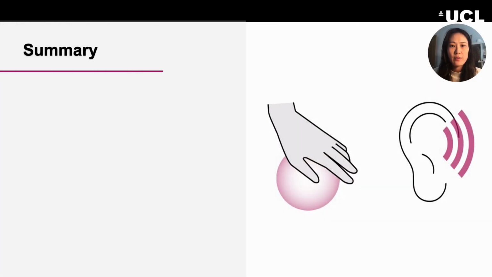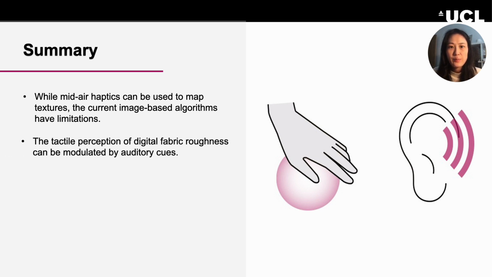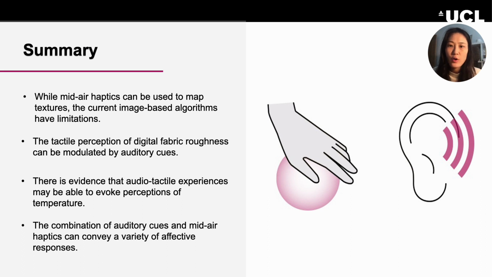The results of our study indicate that, while media haptics can be used to map textures, the current image-based algorithm has limitations. Participants tended to feel smoother for media haptic textures, and we demonstrate that the tactile perception of digital fabric roughness can be modulated by auditory cues. There is evidence that audio-tactile experiences can evoke temperature perceptions. And moreover, by combining auditory cues with media haptic textures, we can convey a variety of affective responses.